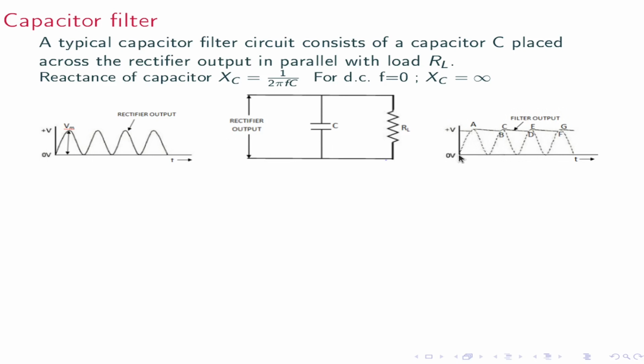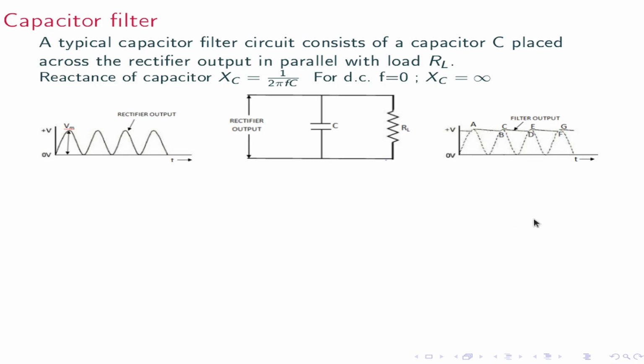When the rectifier output increases, the capacitor charges. While the rectifier output is lowering, the capacitor discharges through A to B. And meantime, the rectifier output increases. That means the capacitor again charges to its maximum value of Vm. Then the rectifier output decreases and at that time the capacitor discharges through C to D. In this way, we are getting almost a DC output.